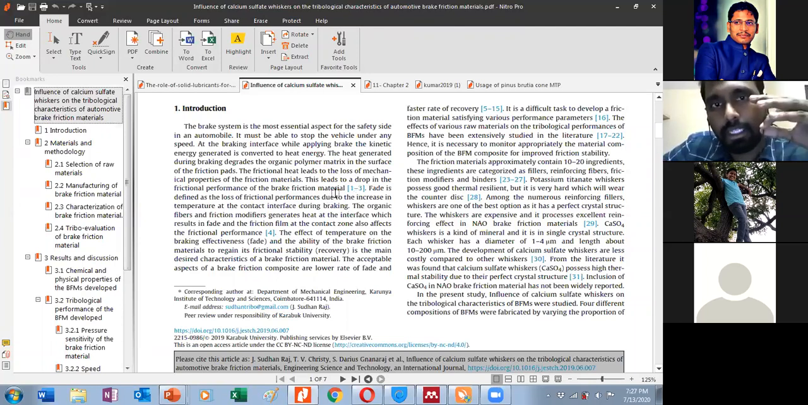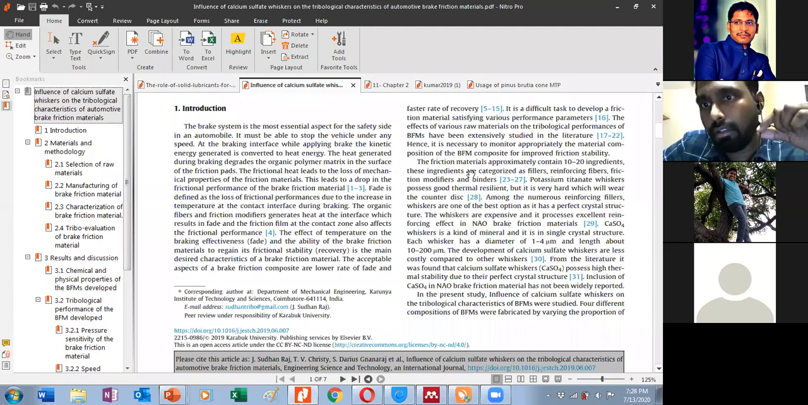on these friction materials so far. This is too technical, so some technical aspects, how they have worked in previous years. So we have developed a research gap. There is a problem. So we have developed a problem here.